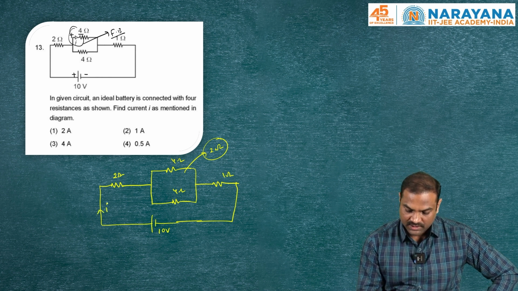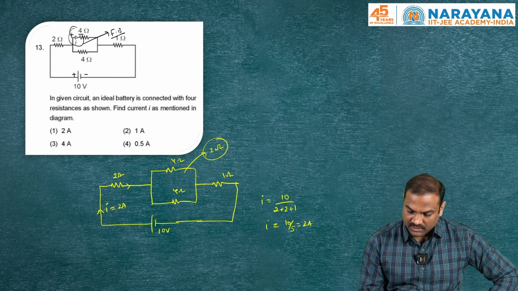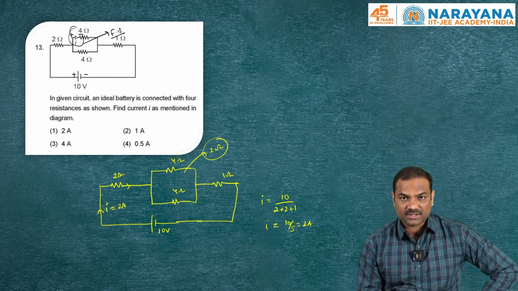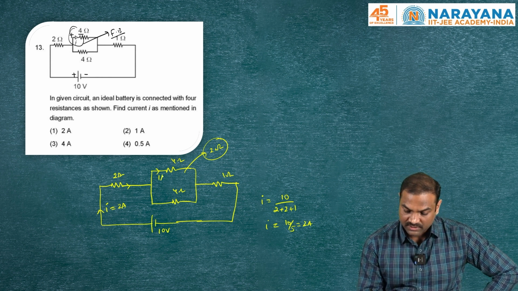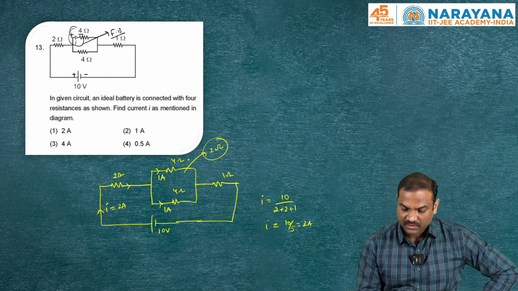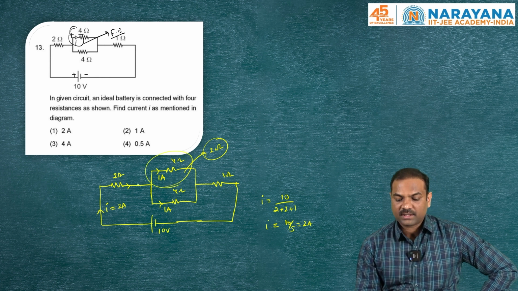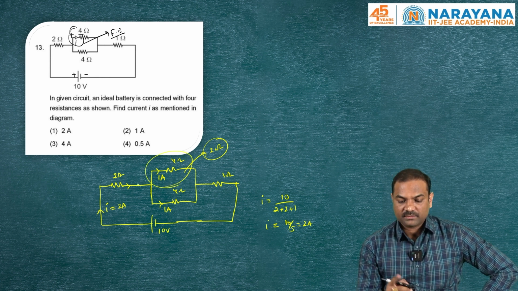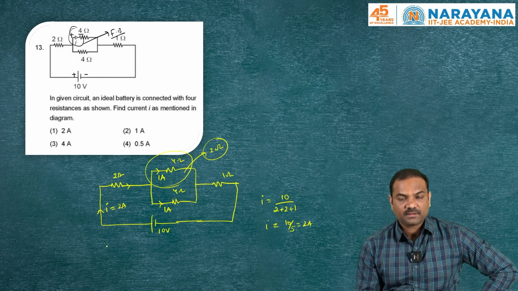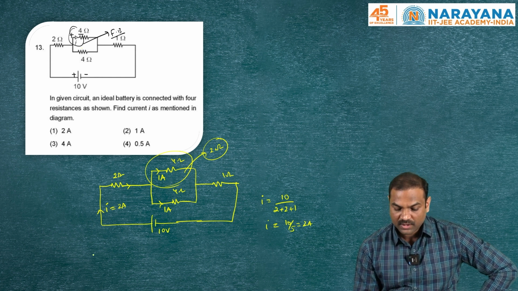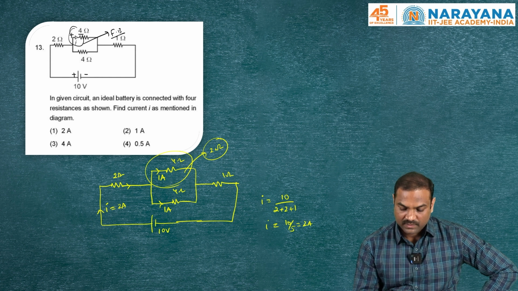Then what is the current in the entire circuit? The current is 10 by 2 plus 2 plus 1, so 10 by 5, which is 2 ampere. This 2 ampere current goes here. As they are equal resistors, I can divide the current equally, so 1 ampere and 1 ampere. They are asking the current through this 4 ohm, because they have given the current I symbol there. So the required answer will be 1 ampere.